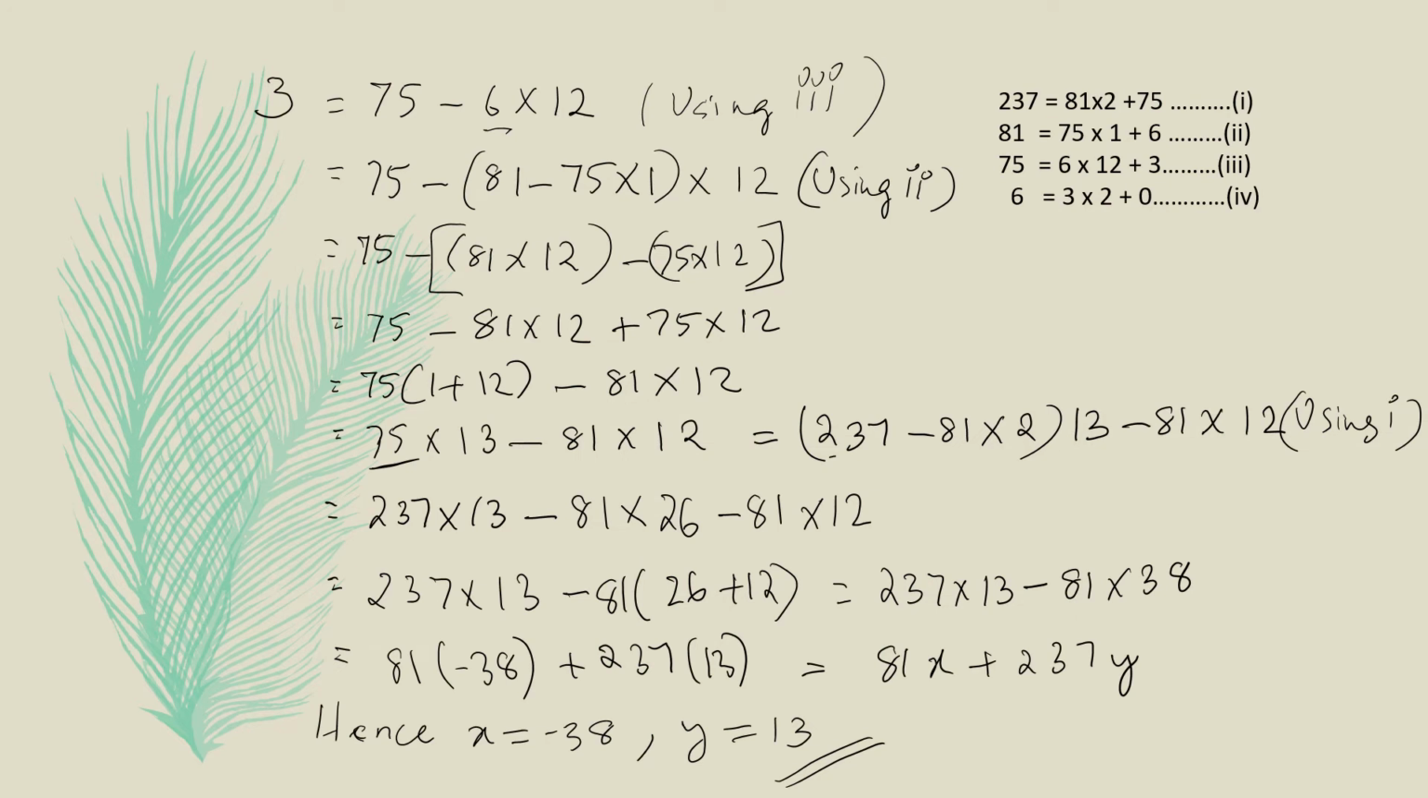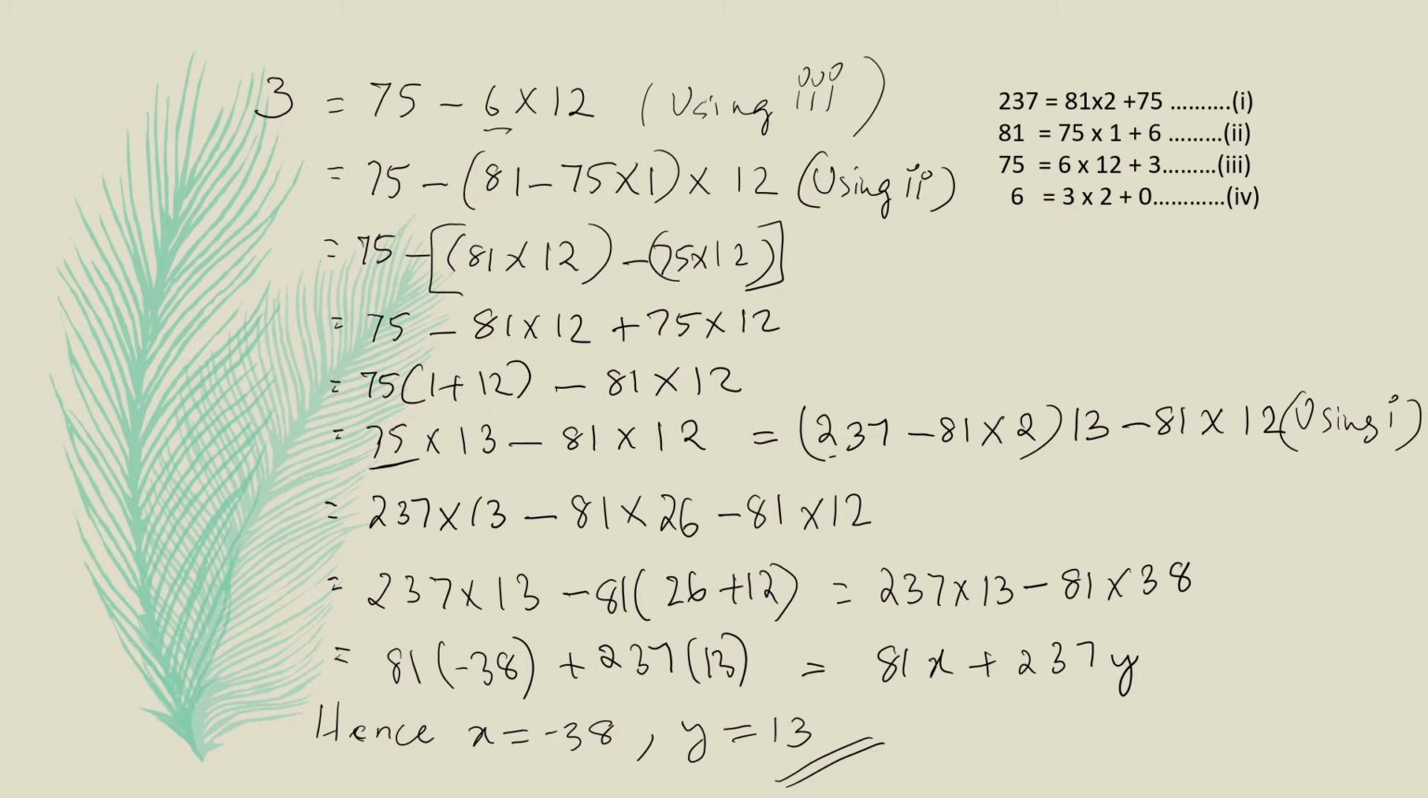Now we have the HCF of these two numbers as 3, and we are going to find the values of x and y. For that, you can see in the top right corner, all the dividends are written in the form A equals BQ plus R. So we are going to use them one by one. If you look at equation 3, you can see that 3 is equal to 75 minus 6 into 12. That is what is written in the first step.